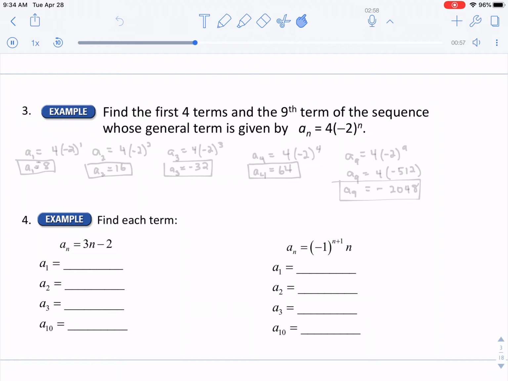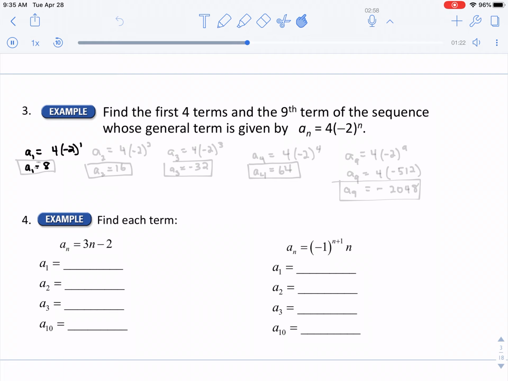So a sub 1, replacing n with 1, is 4 times (negative 2) to the first power. Now don't forget to use PEMDAS here. Negative 2 to the first power is negative 2. And a sub 1 then is 4 times negative 2, so a sub 1 is negative 8. And there's the first term.